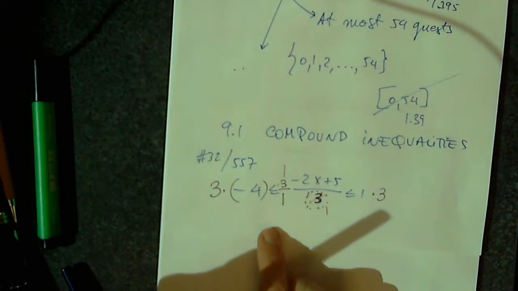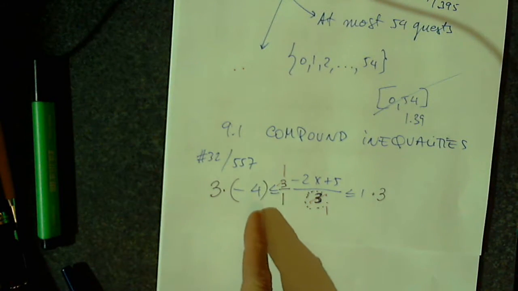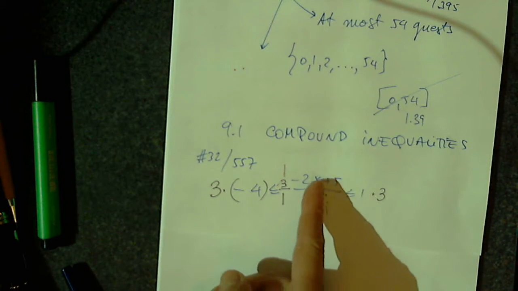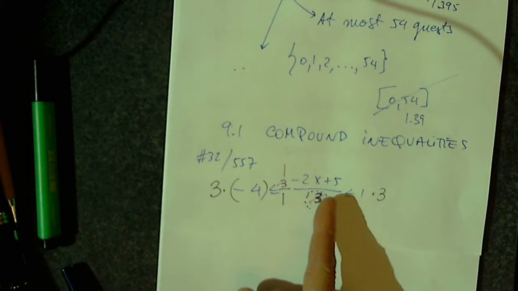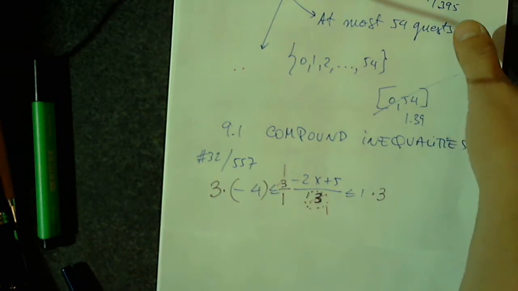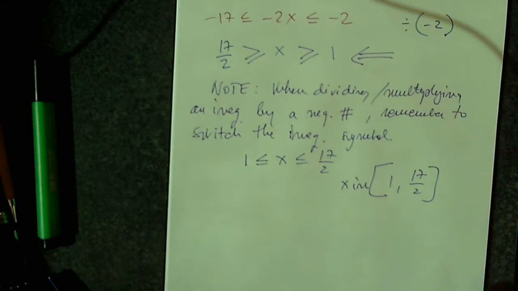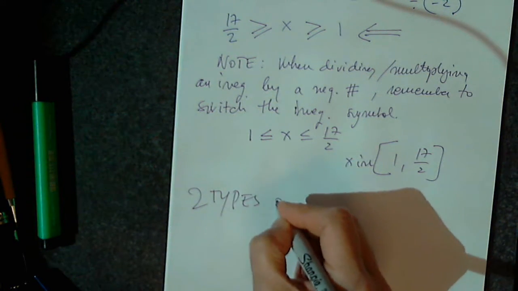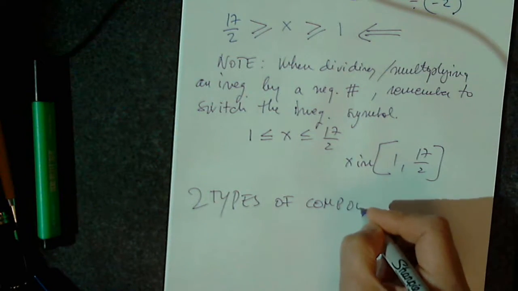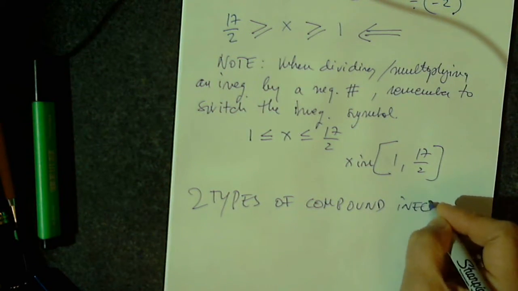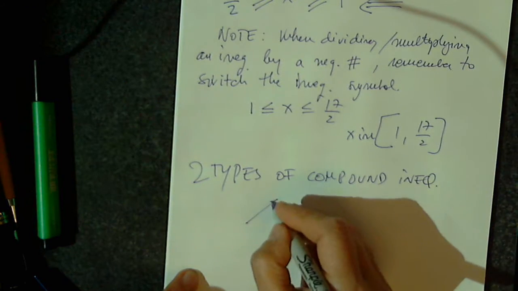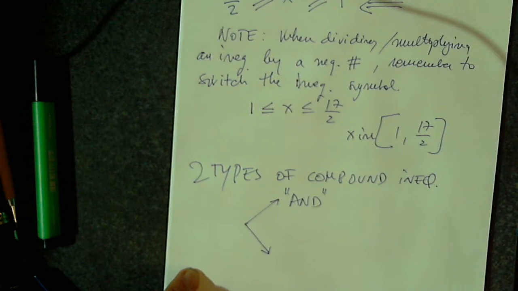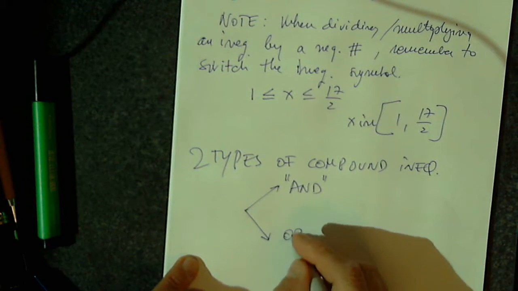how do I read this? I read negative 4 is less than or equal to negative 2x plus 5 over 3 and less than or equal to 1. So there are 2 types of compound inequalities. Here's one. One connected by the conjunction and the other one by or.